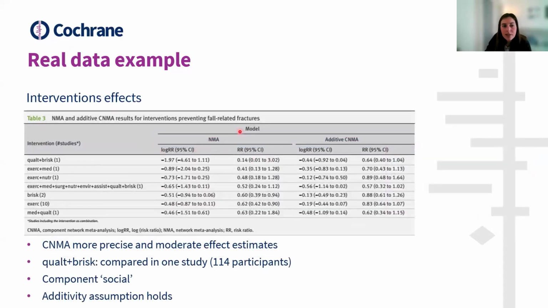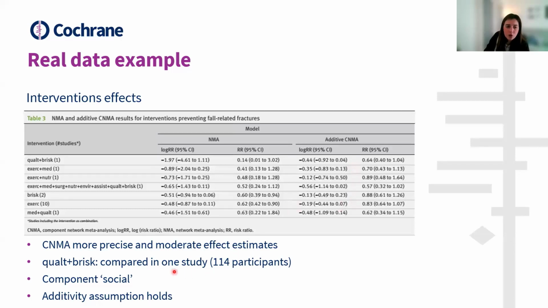In this table, we can see the results of network meta-analysis and component network meta-analysis intervention effects for 7 of the interventions that had the largest effects according to the network meta-analysis. So overall, we can see that component network meta-analysis provides more precise and conservative effect estimates. The largest effect in network meta-analysis was the first one, for quality and risk. And you can see that this is very obvious because when a component network meta-analysis is applied, then we have a more moderate effect and a more precise effect. We have narrower confidence intervals.